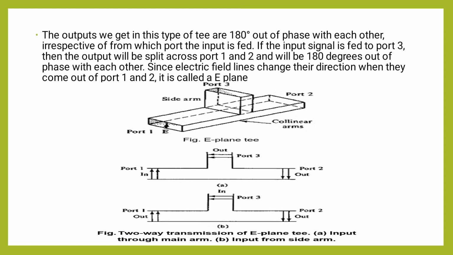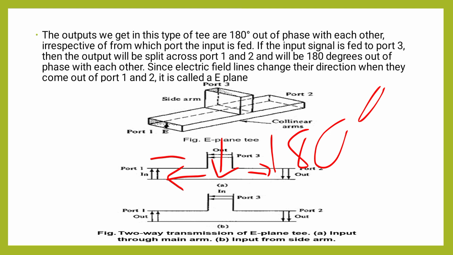Let's see this in pictorial representation. It is port 3, port 1, and port 2. If we give input at port 3, then it is split between port 1 and port 2 with 180 degrees out of phase. That means here observe, this arrow mark is upwards and this arrow mark is downwards, which means 180 degrees out of phase between port 1 and port 2 when we apply the input at port 3. And this is about the operation of the E-plane microwave T junction.